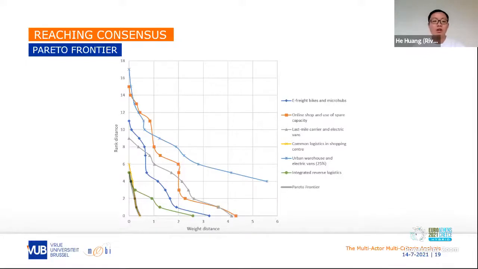It is observed that all alternatives except urban warehouse and electrical vans can rank first among all stakeholder groups in the end, but with different weight modification. Alternatives common logistics in shopping center and integrated reverse logistics both cover part of the Pareto optimal solution, while integrated reverse logistics ranks well originally before weight modification. Common logistics in shopping center can rank first with smaller weight modification. Thus, these two alternatives are selected as consensus options.